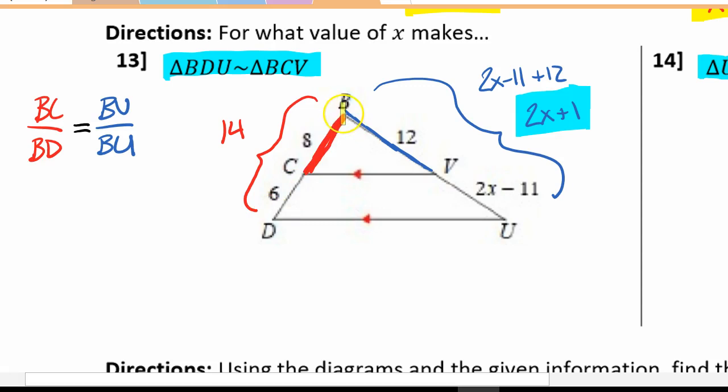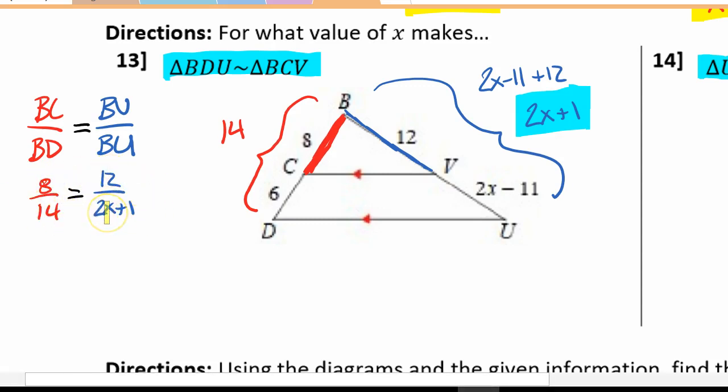Note BD is the length of the full side, 8 plus 6 gives me 14. Length of BU is equal to the length of the full side, 2x minus 11 plus 12. So that reduces down to 2x plus 1. It simplifies down to 2x plus 1. That's a little different. Normally we're just adding numbers. Here we're adding numbers and an actual x as well. So we just simplify the expression 2x plus 1. Let's put this into the proportion. 8 over 14 over 2x plus 1.